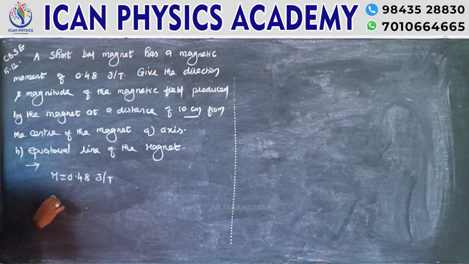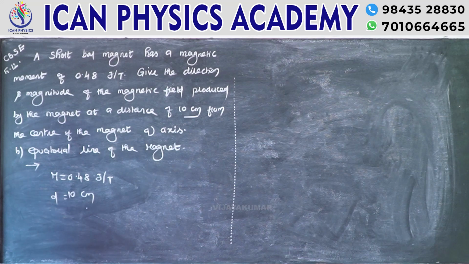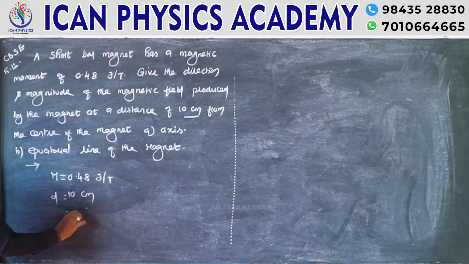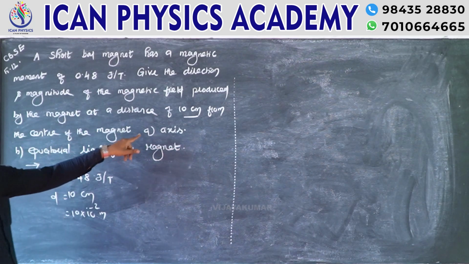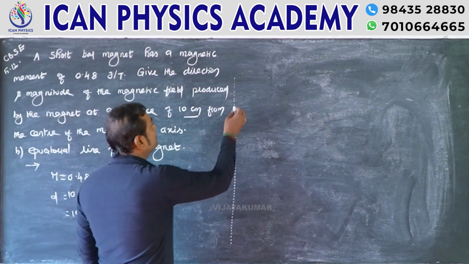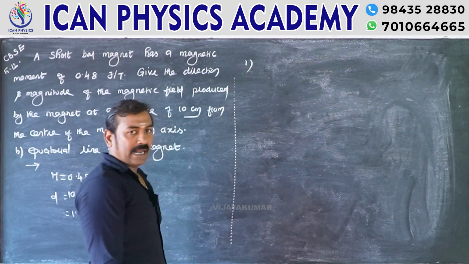Okay, so the distance is 10 centimeter. Now convert the centimeter into meter. So 10 into 10 to the power minus 2 meter, from the center of the magnet. First question, along the axis.